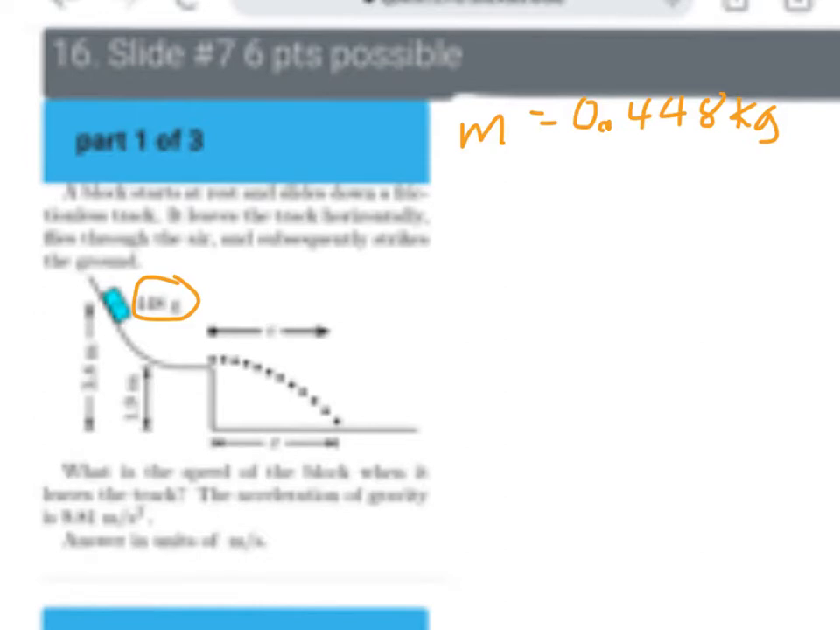Okay, so initially the block is at rest. So it does say at rest. That means that the original kinetic energy is 0. So it starts off with no kinetic energy. But it does begin with some gravitational potential energy. And we can figure out how much gravitational potential energy by doing mass times gravity times that original height.